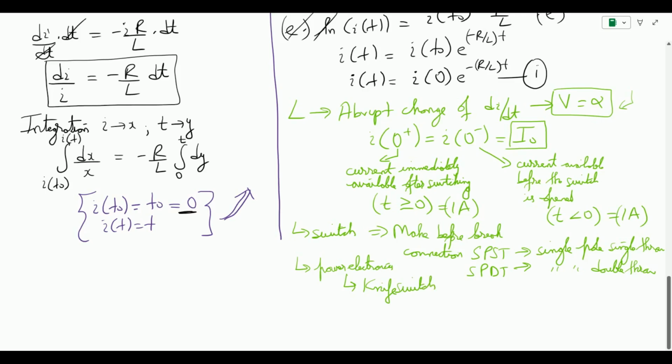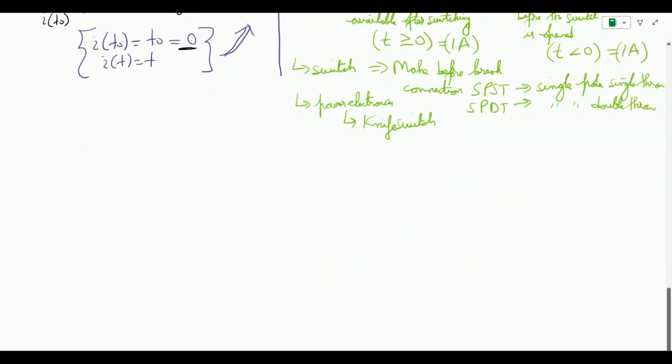So how does a knife switch work? Let's say you have a voltage source, and then you have connected an inductor and a resistor to it, and this is your complete circuit. Let us say this is position number 1, and here you have position number 2. This is your inductor, this is your resistor.